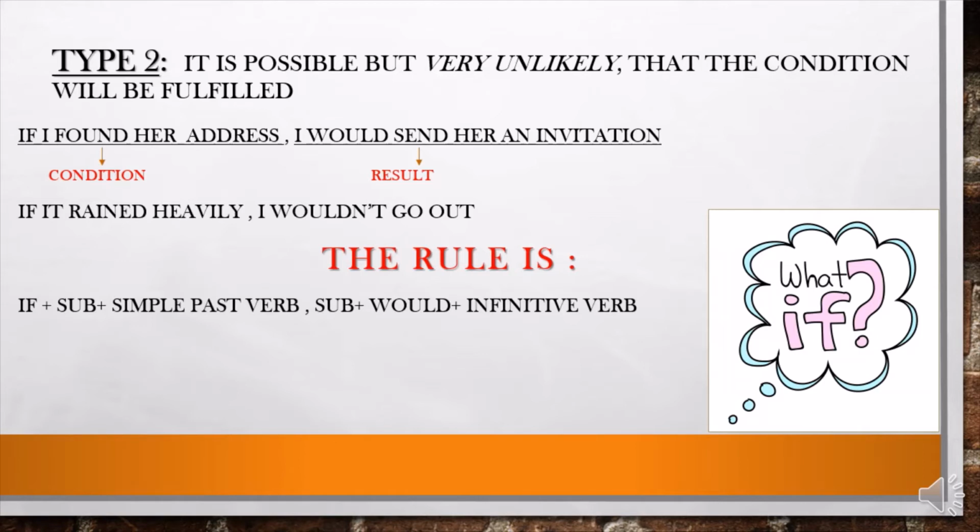If I found her address, I would send her an invitation. Okay, that means I don't find her address, so I will not send her an invitation. So again, if I found her address, this is the condition, I would send her an invitation, this is the result. If it rained heavily, I wouldn't go out.